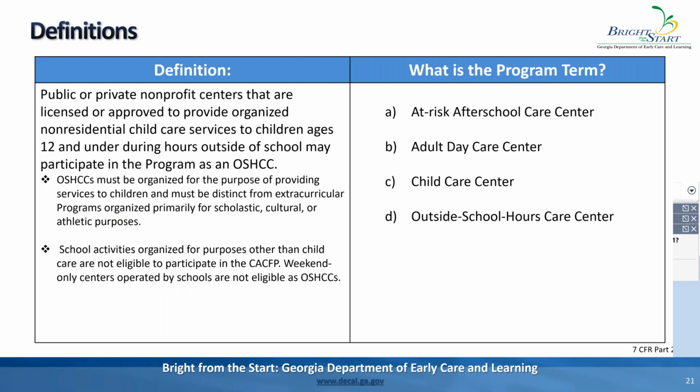Okay, the last definition: public or private nonprofit centers that are licensed or approved to provide organized non-residential childcare services to children ages 12 and under during hours outside of school may participate in the program as an OSHCC. OSHCCs must be organized for the purpose of providing services to children and must be distinct from extracurricular programs organized primarily for scholastic, cultural, or athletic purposes. School activities organized for purposes other than childcare are not eligible to participate in the CACFP. Weekend only centers operated by schools are not eligible as OSHCCs. Is this A, at risk after school care center, B, adult daycare center, C, child care center, or D, outside school hours care center?